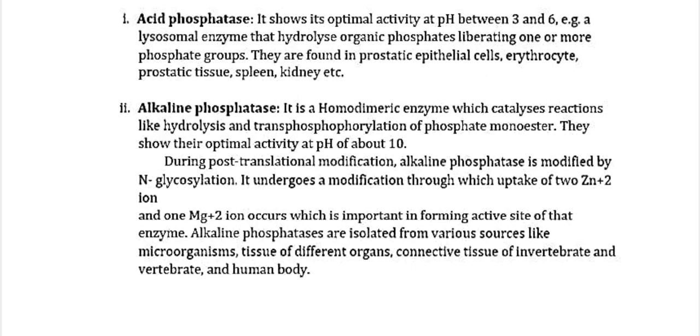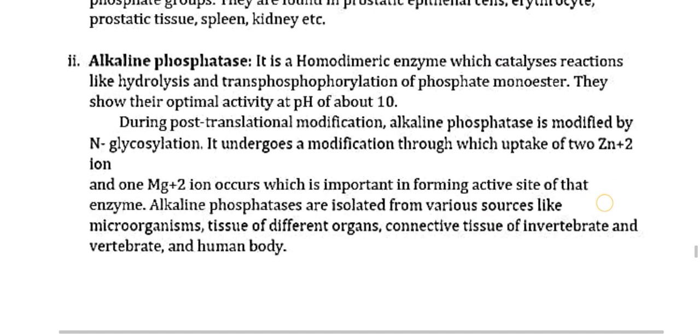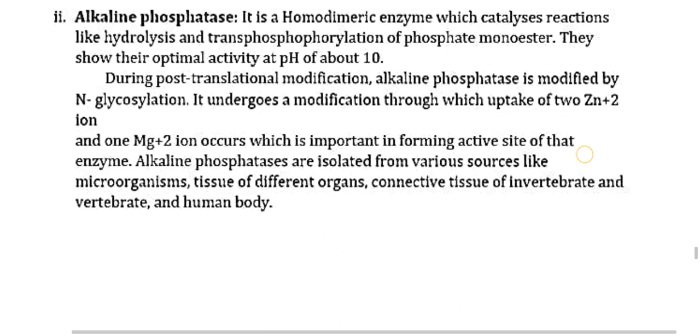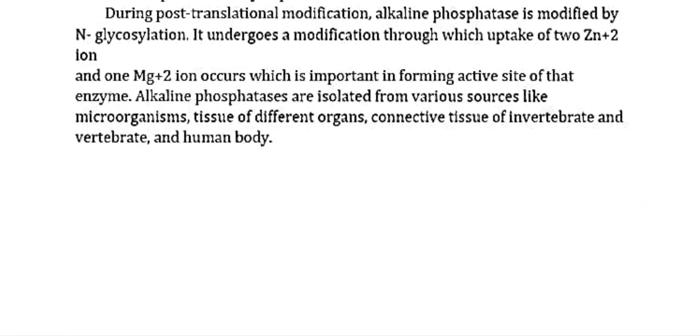Alkaline phosphatase. It is a homodimeric enzyme which catalyzes reactions like hydrolysis and transphosphorylation of phosphate monoester. They show their optimal activity at pH of about 10. During post-translational modification, alkaline phosphatase is modified by N-glycosylation. It undergoes a modification through which uptake of 2 Zn2+ ions and 1 Mg2+ ion occurs, which is important in forming the active site of that enzyme.